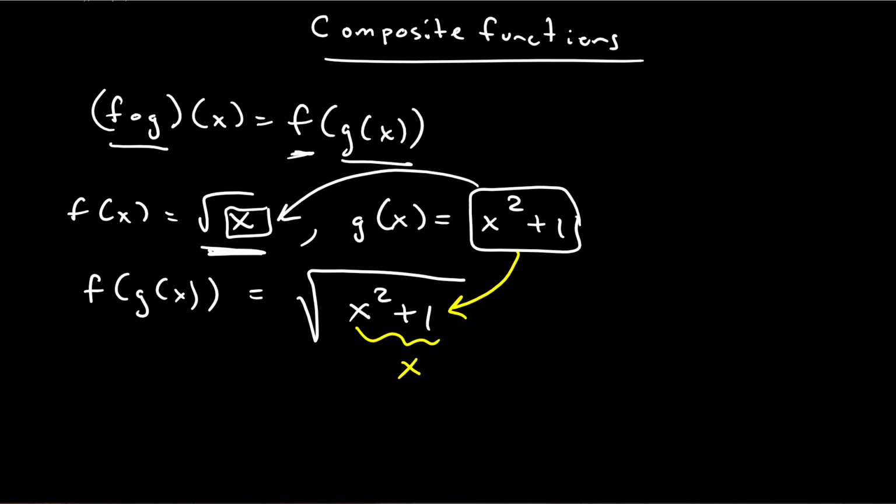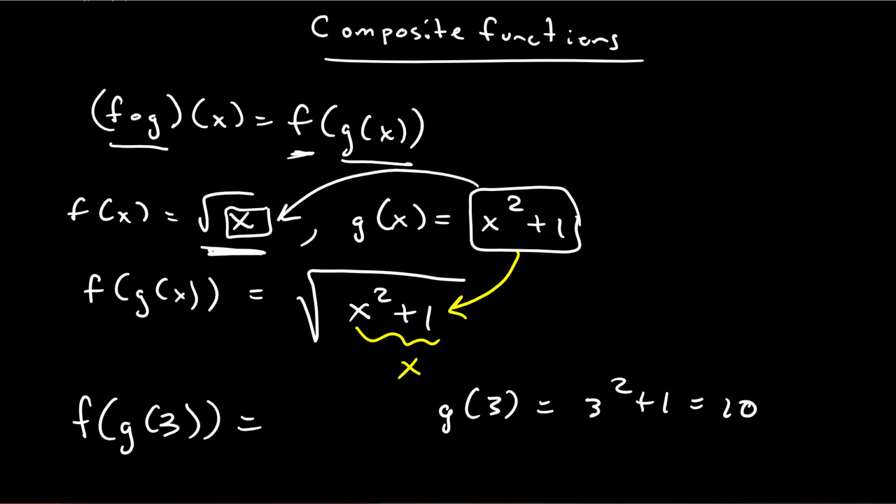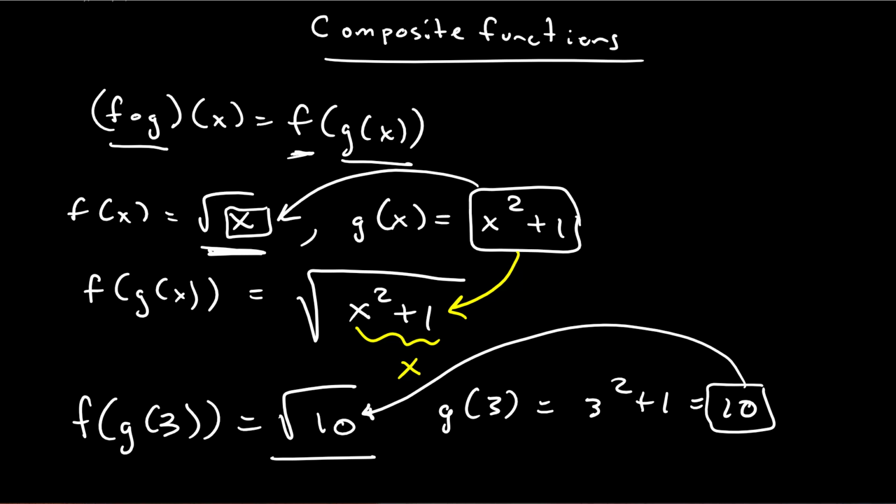Suppose now I was asked to find f of g of 3. What is that? Well, g of 3 is going to be 3 squared plus 1, which is 10. Therefore, f of g of 3 is going to be the square root of 10, because we just take g of 3 and substitute that in wherever we see x. Let us look at another example.